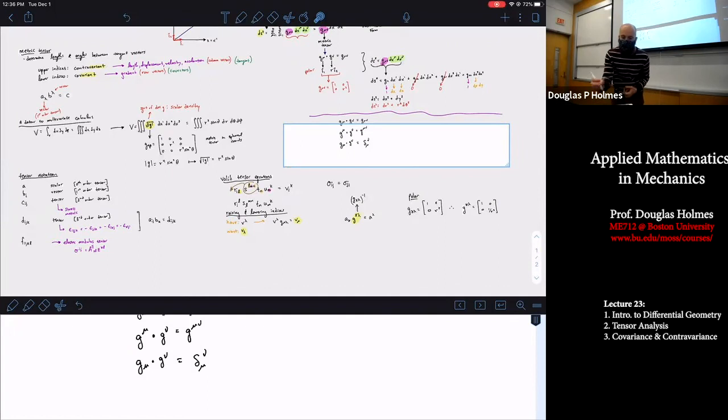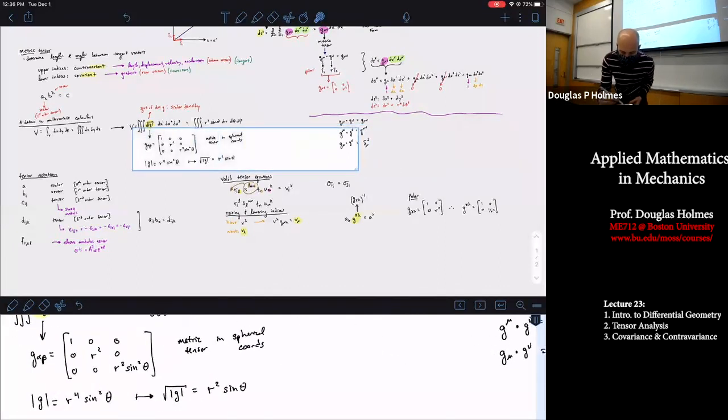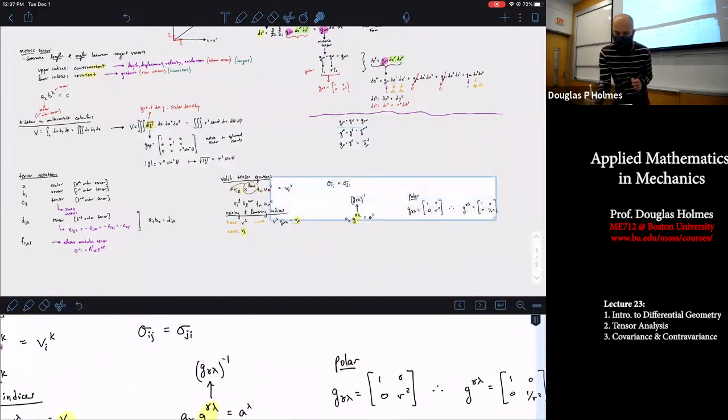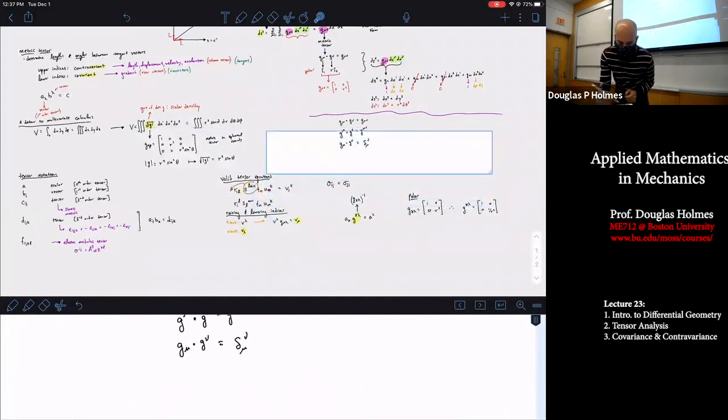Or if I look at the spherical components, in my covariant form I have r squared sine squared. My contravariant form would be 1 over r squared sine squared. So those two components of my metric tensor, covariant and contravariant, dotted into each other, cancel each other out and become just the Kronecker's delta. I forgot to write that this is Kronecker's delta.